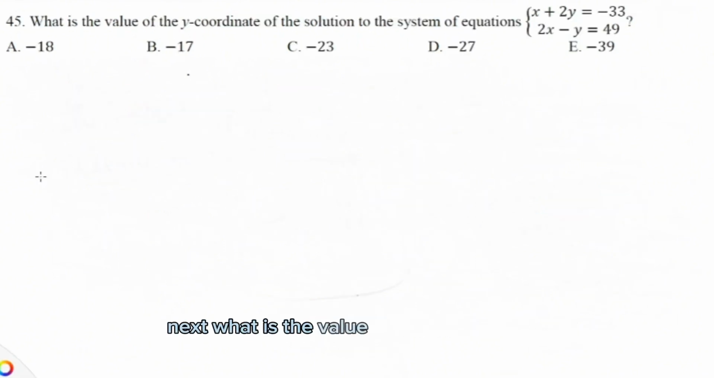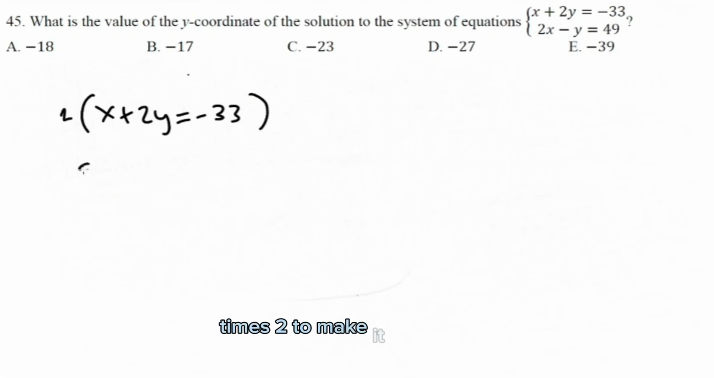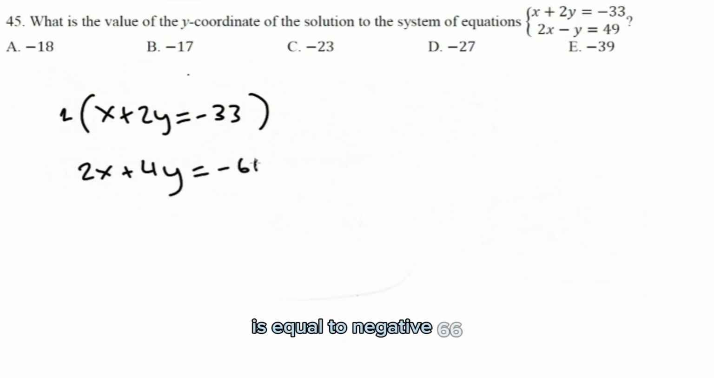Next, what is the value of the y-coordinate of the solution to the system of equations x plus 2y is equal to negative 33 and 2x minus y is equal to 49? Alright, so to solve this, we have to equate either the x or the y's coefficients to each other. So we can do this by multiplying the first equation, x plus 2y equals negative 33, times 2 to make it 2x plus 4y is equal to negative 66.